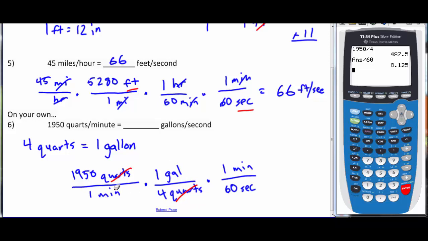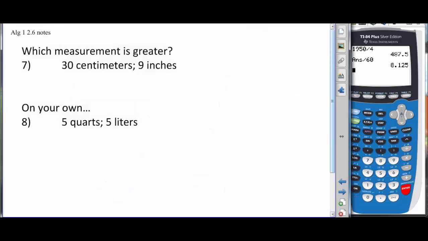That cancels out quarts, leaves me with just simply gallons, 1 gallon per 4 quarts. Next, I also need to change minutes into seconds, and we've accomplished that by doing 1 minute over 60 seconds. Those are the same, so we can multiply it. And I've done the calculator work over here, but 1,950 quarts per minute is about a little over 8 gallons per second. 8 1/8 if you're keeping score at home.